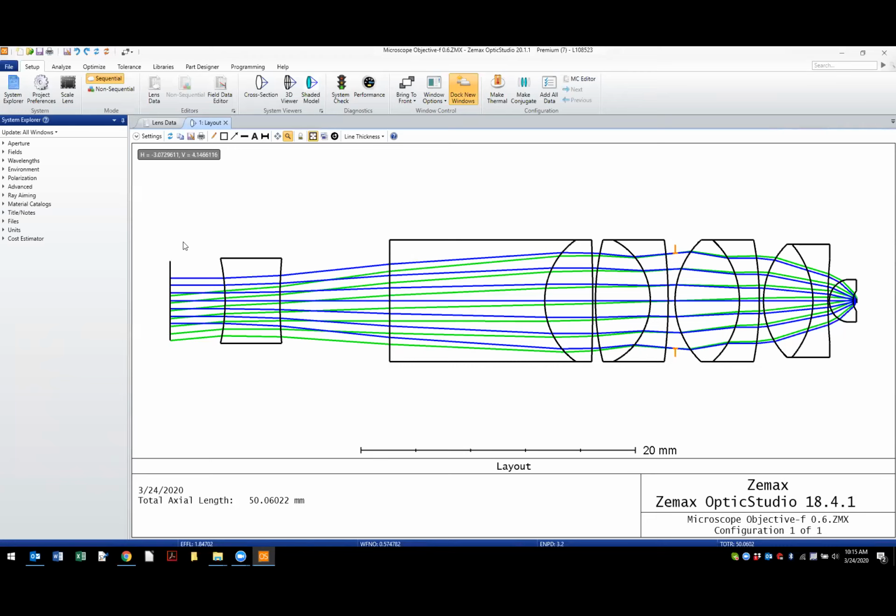This is an infinity corrected objective. And what that means is that we are taking light that goes in a bunch of rays from infinity, going parallel to each other, and sending them in. And we're doing this in reverse order. In reality, this is where the object would be in a real microscope. But we're taking what the object would be in a real microscope, and we're putting it in the image part of Zemax, where the image would go to infinity. We're putting the object.